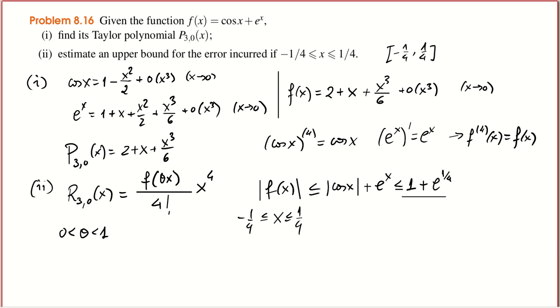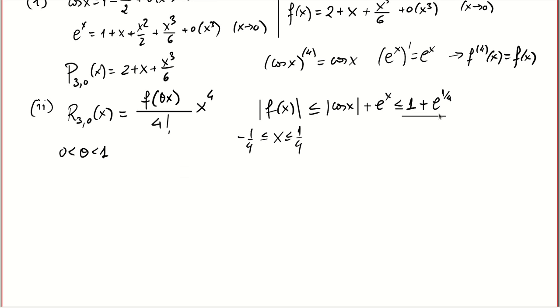Actually, we could improve on that, but this is the upper bound we're going to use. It's reasonable because e is 2.7 something, so the fourth root of 2.7 something is not a big number, okay? Then the error that we're making when x is in this interval is going to be smaller than or equal to 1 plus e^(1/4) divided by 24, which is 4 factorial, times the absolute value of x to the 4.